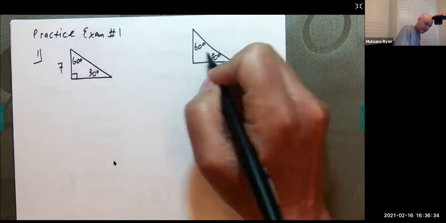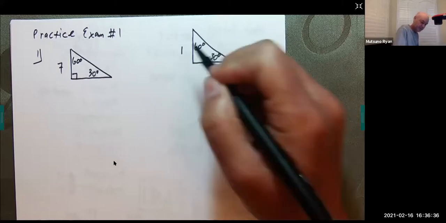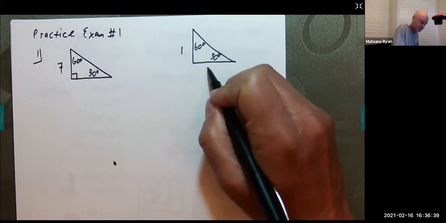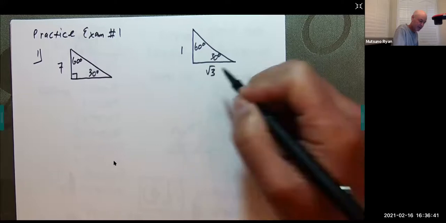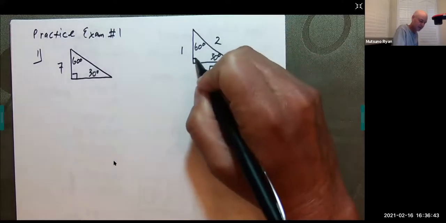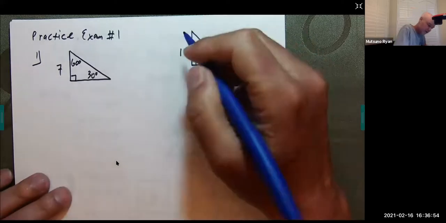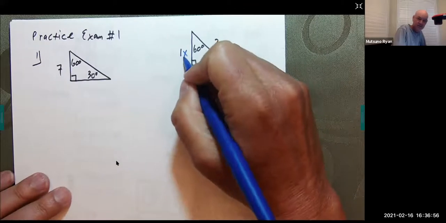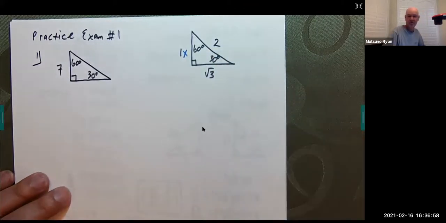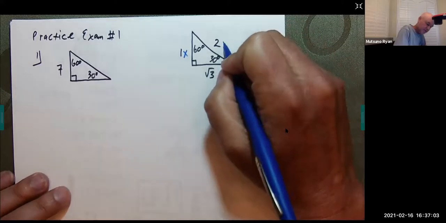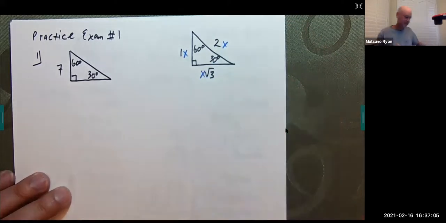And the side opposite the 30 is the 1. Opposite the 60 degrees, that's going to be root 3. And the hypotenuse in this case is going to be 2. Here's my right angle. And I want to also do this. We can expand this into, this is 1x, x, and x root 3.